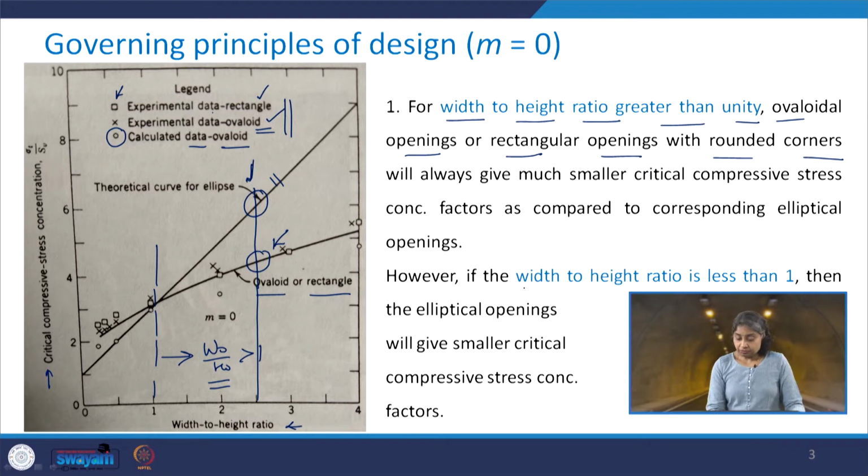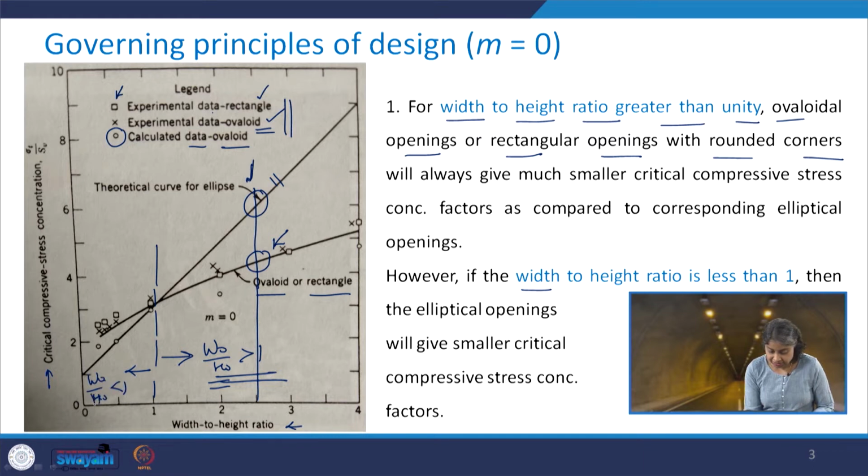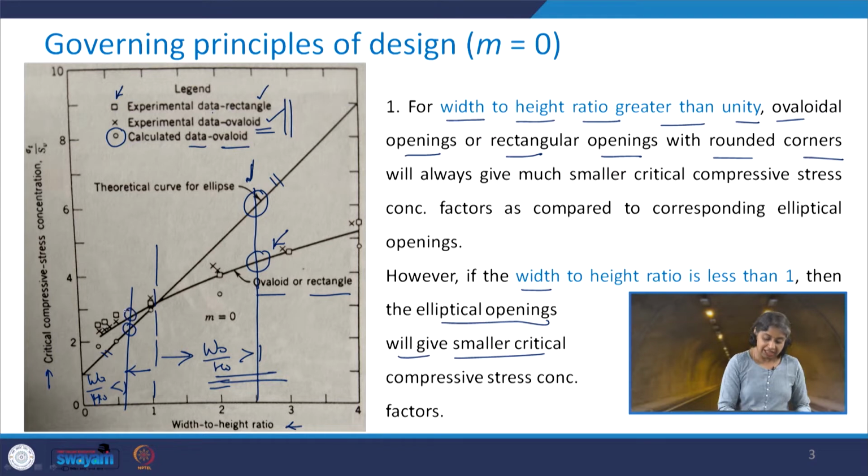Now, if we have the other side of the W naught by H naught, let us say this side it was greater than 1, but on this side W naught by H naught is less than 1. So, what happens here? The elliptical openings are giving us the smaller critical compressive stress concentration factor. So, take a look, you take any value and then you see this line is for ellipse, which is giving me the lesser value of the critical concentration factor as compared to the one that I will obtain for ovaloidal or the rectangular shape.